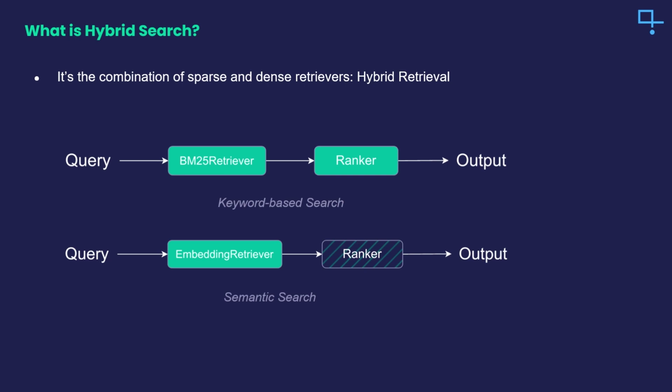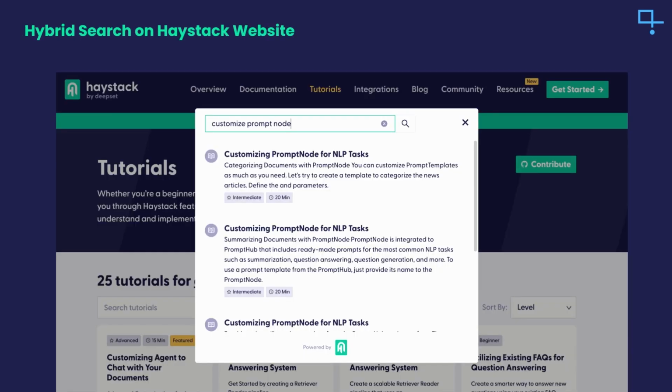So we have two types of retrievers we're going to use. One is going to be the BM25 retriever. If I use a BM25 retriever, we often precede that with a ranker as well. And I'm going to use what we call an embedding retriever. And at the end of the day, I want to get to something like this: customize prompt node.